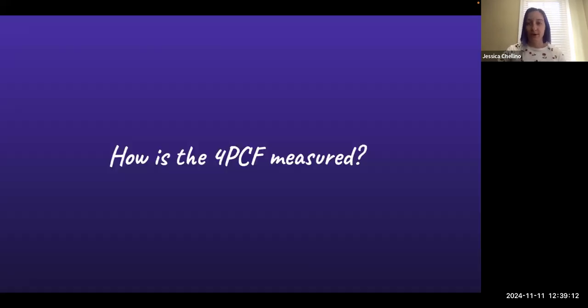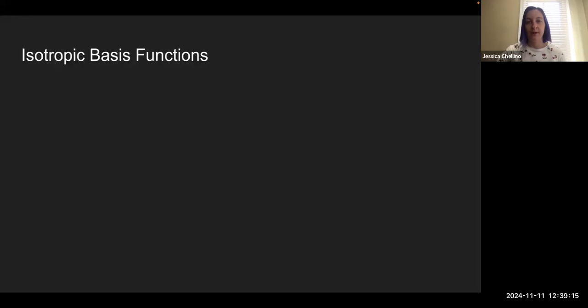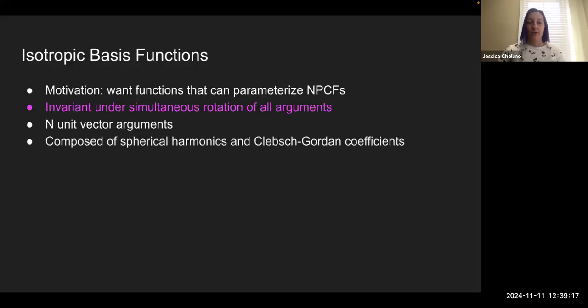Now, how do we actually measure the 4PCF? We use what we call isotropic basis functions, which are functions that are rotationally invariant under a simultaneous rotation of all of their unit vector arguments. And these basis functions are composed of spherical harmonics and the Clebsch-Gordan coefficients or Wigner symbols.